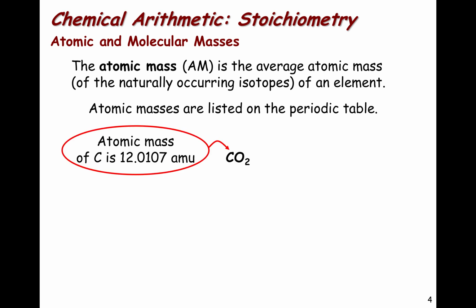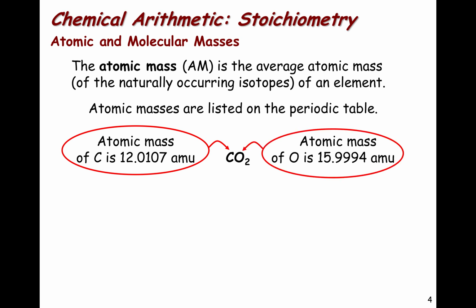As an example, if we have a carbon dioxide molecule, which is comprised of 1 carbon and 2 oxygens, to determine the molecular mass of this compound in terms of AMUs, we would need to know the atomic mass of carbon, which is a little bit more than 12 AMUs. In addition to that, we would also have to take into account the atomic mass of an oxygen atom, which is slightly less than 16 AMUs.